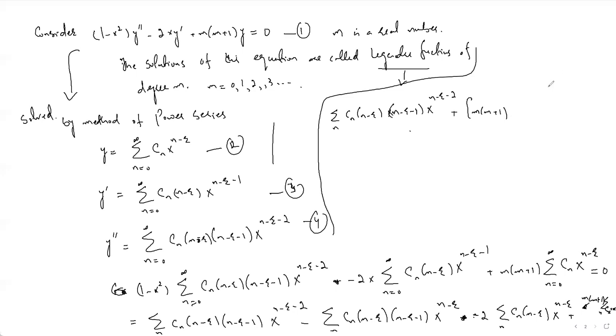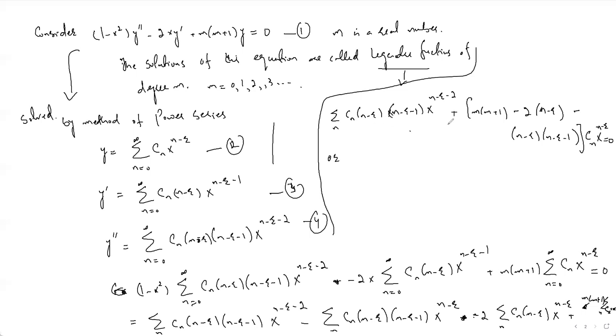The second term will be minus 2 (n minus r), and then this term is left: minus (n minus r)(n minus r minus 1) cn x raised to power n minus r is equal to 0. So cn x raised to power n minus r is multiplied with all these individual terms. Further I can simplify it, and then I will find the recurrence relation from that equation.